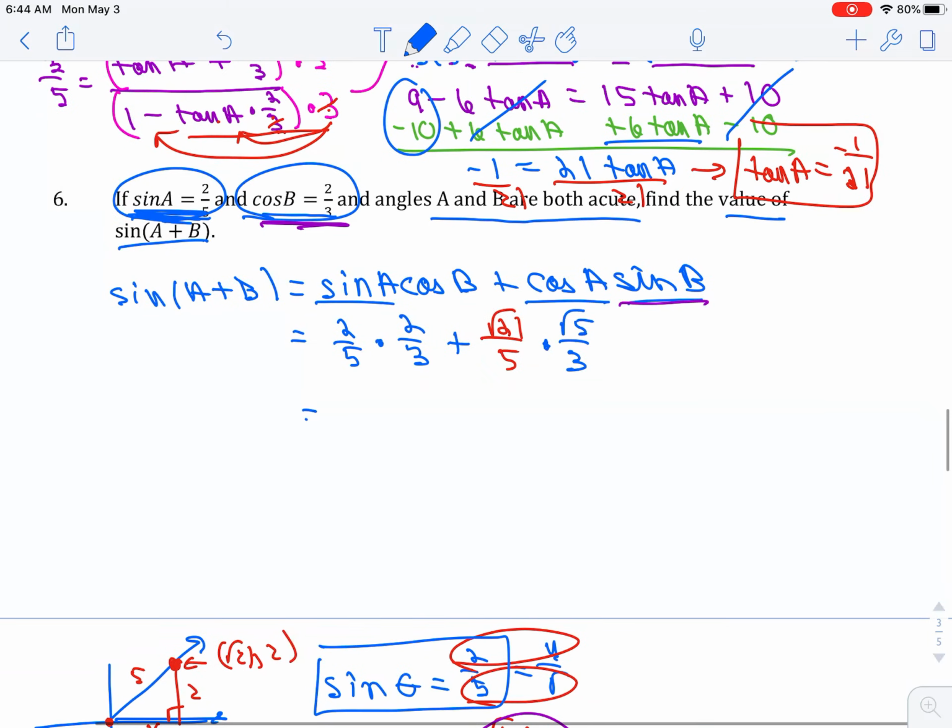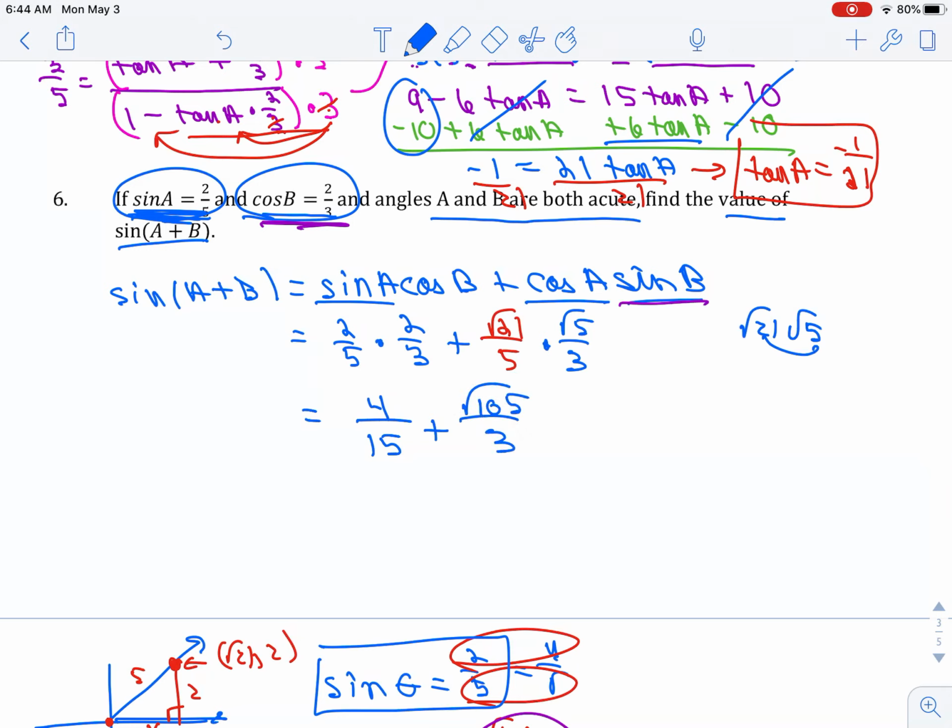So now if we multiply these together, we're going to end up with 4/15 plus, and then remember again, when you multiply the square root of 21 times the square root of 5, you're just going to multiply these together. And so you end up with the square root of 105 over 15. 5 times 3 is 15. And so this turns into 4 plus the square root of 105, all divided by 15. And that's the final answer.